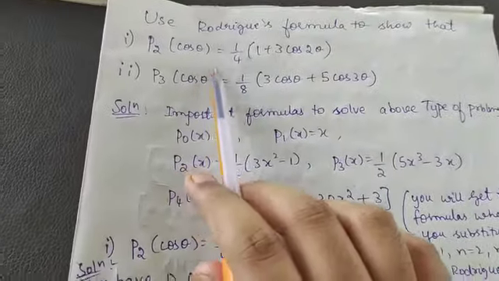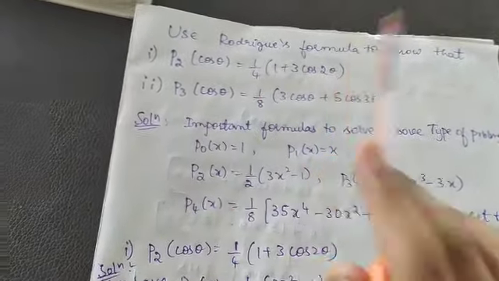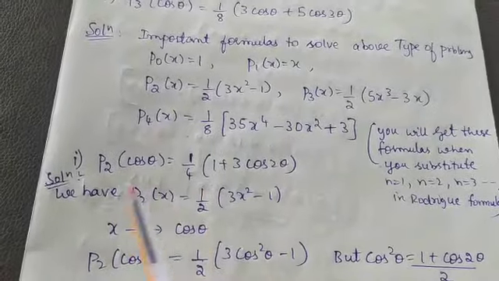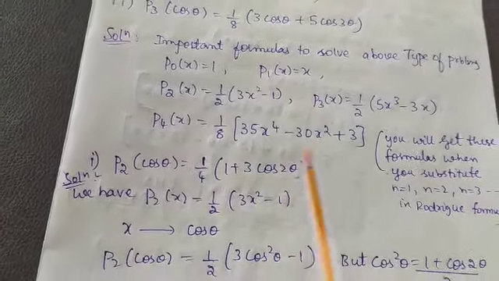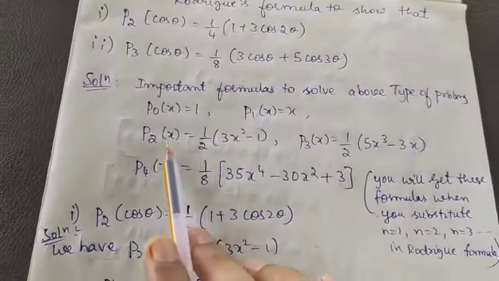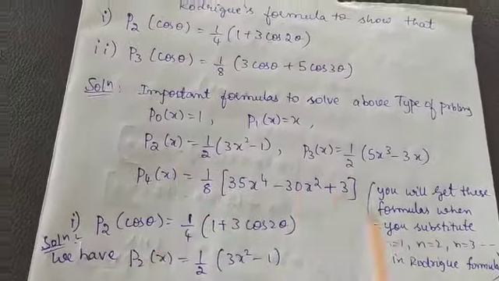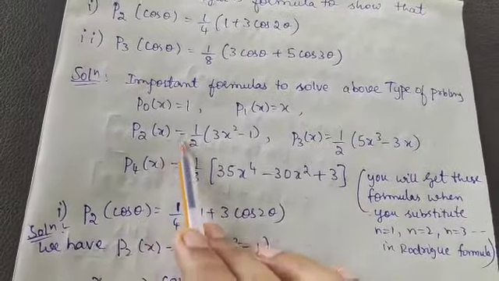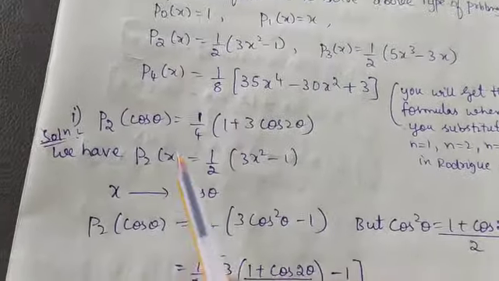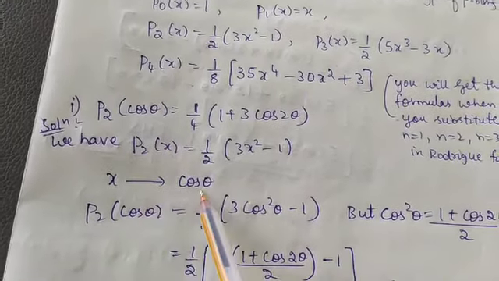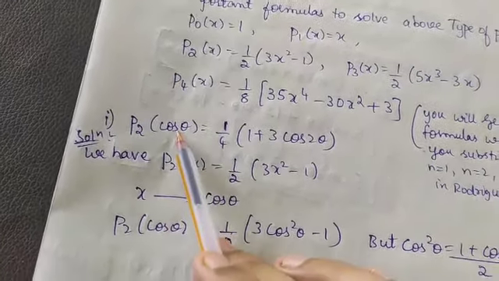So what is the problem? P2 of cos theta equals 1 by 4 times (1 plus 3 cos 2 theta). You have to prove the RHS. But we already know what is P2 of x. From the Rodrigues formula, P2 of x is nothing but 1 by 2 times (3x square minus 1). So here, substitute x by cos theta, or replace x by cos theta.